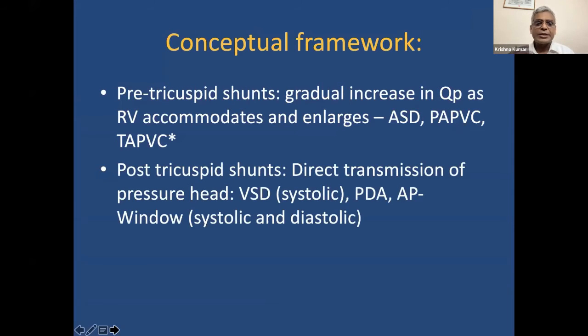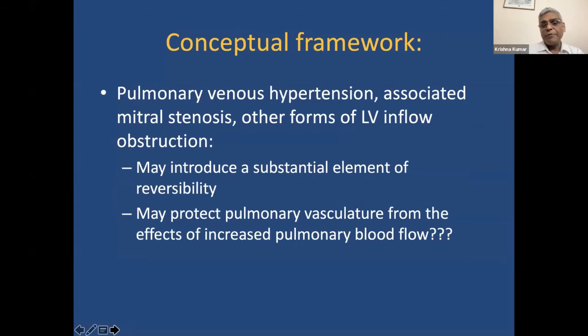Whereas in post-tricuspid, there's a direct transmission of the pressure head because the shunt is between high pressure chambers. And as a result, you have a systolic transmission in VSD and systolic as well as diastolic transmission of pressures in PDA and APW. If you have pulmonary venous hypertension, increasingly it's obvious that it actually masks the whole picture.